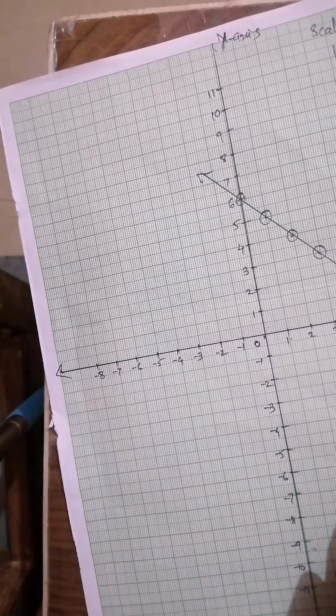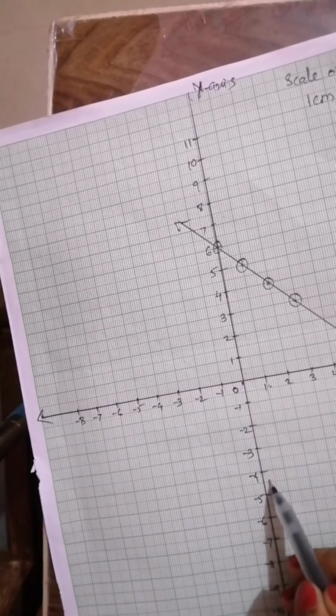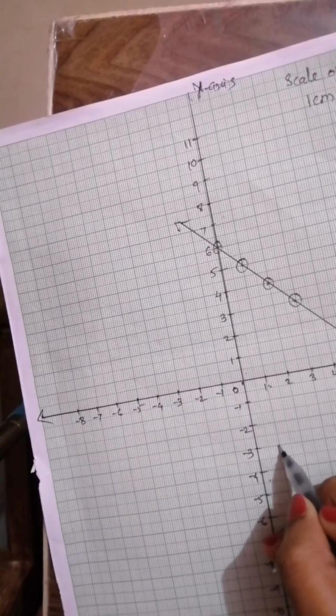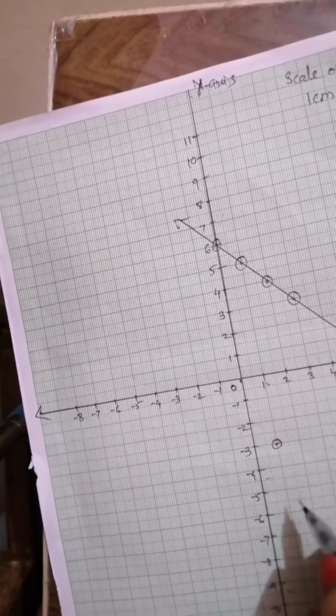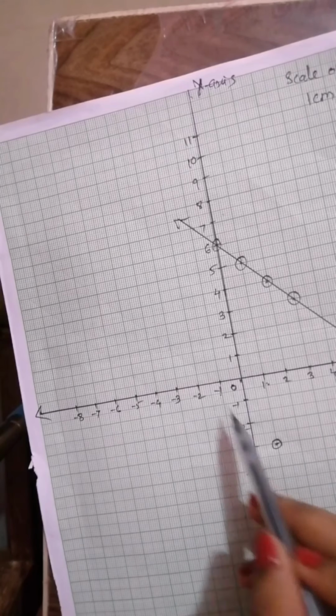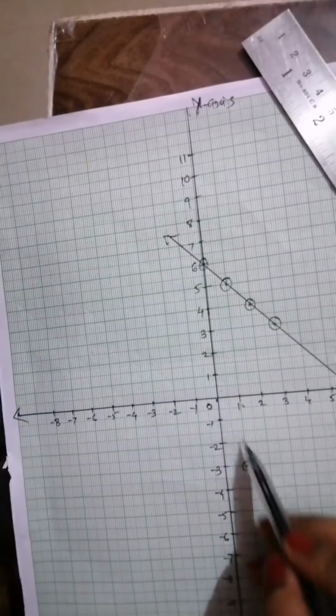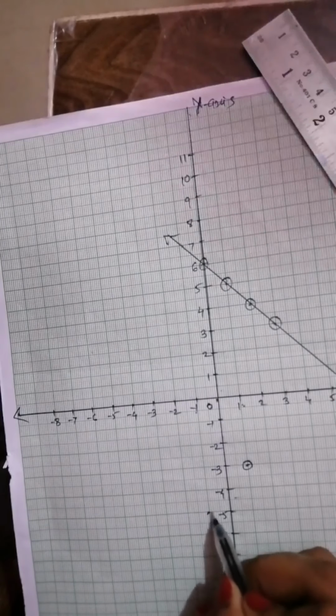Start with the second table. First is 1 comma minus 3. This is 1 and minus 3 on the y-axis. So 1 comma minus 3. Now minus 1 comma minus 5. This is minus 1 and this is minus 5. So start plotting here minus 1 and minus 5.